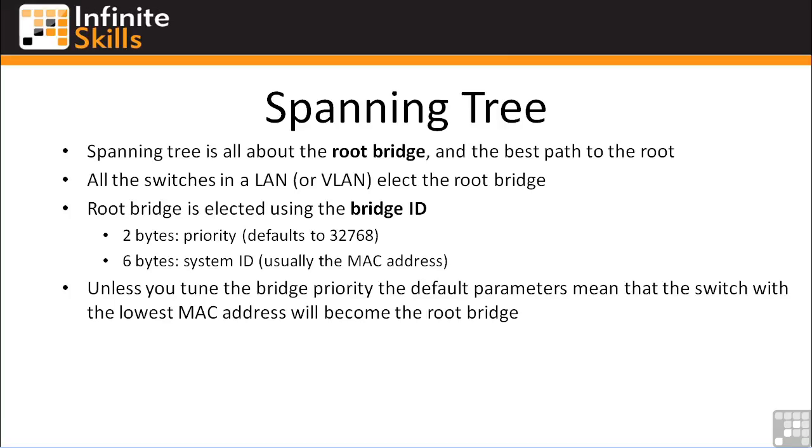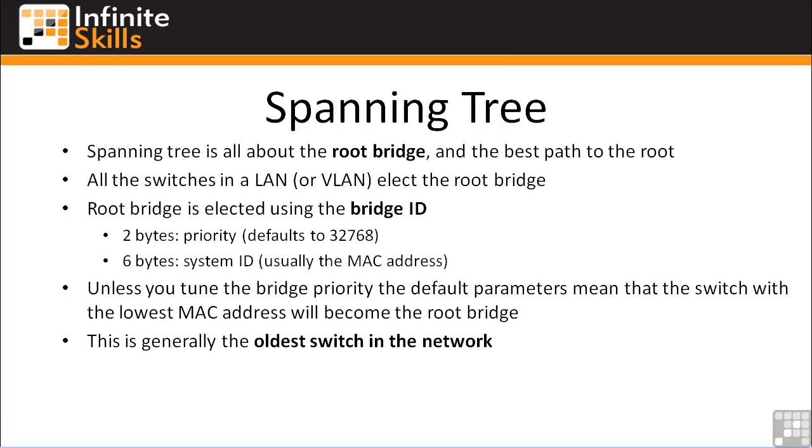Now, unless you tune the bridge priority, the default parameters, which is that every switch has the same priority and every switch uses its MAC address as the system ID, all of that means the switch with the lowest MAC address will become the root bridge. Now, if you go look at some of your hardware, and you'll see this when we get into our lab, because MAC addresses are assigned sequentially by most manufacturers, this generally means that the oldest switch in your network by default will become the root of Spanning Tree. Now think about that for a second, let it sink in. If you have a large network with, say, 50 switches on it, go find the absolute oldest switch on the network, and that is most likely the one that all of the inter-switch traffic is going through.